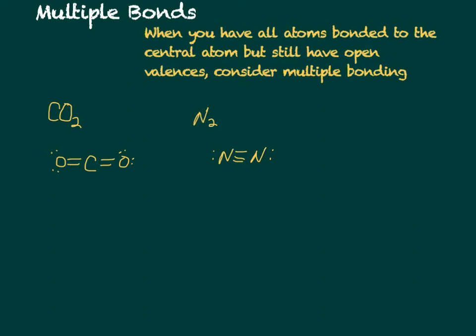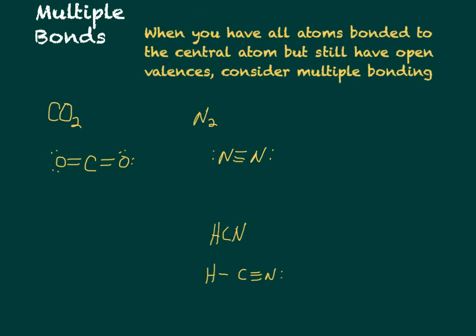And then, let's take a look at a final example, something like hydrocyanic acid. Carbon goes in the center. It has 4 valence electrons. The nitrogen has 5 valence electrons, and then we have a hydrogen with 1 valence electron. Now, if I connect everybody up, I can see that carbon and nitrogen both still have 2 open valencies, so I can connect those. And if I redraw it, I get the hydrocyanic acid Lewis structure.